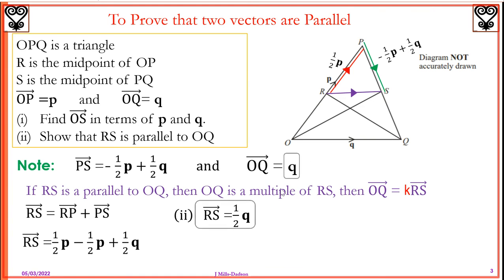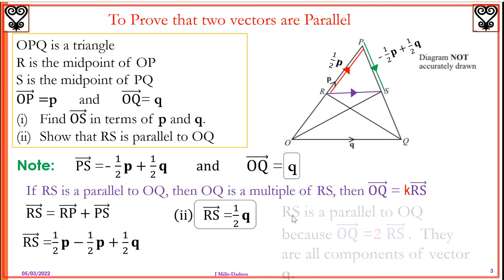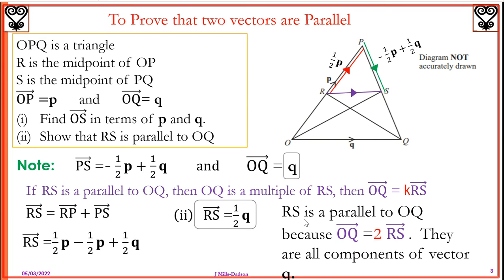You can see straight away, if we had not simplified our answer, it would be difficult to confirm that these two are parallel, because of different components. But once the P's are cancelled out, you realize that they are all made of Q, and 1 is a multiple of half. In actual fact, if you double half, you get 1. So we can say that it is true that OQ is twice the length of RS, and they are all components of what? Q.